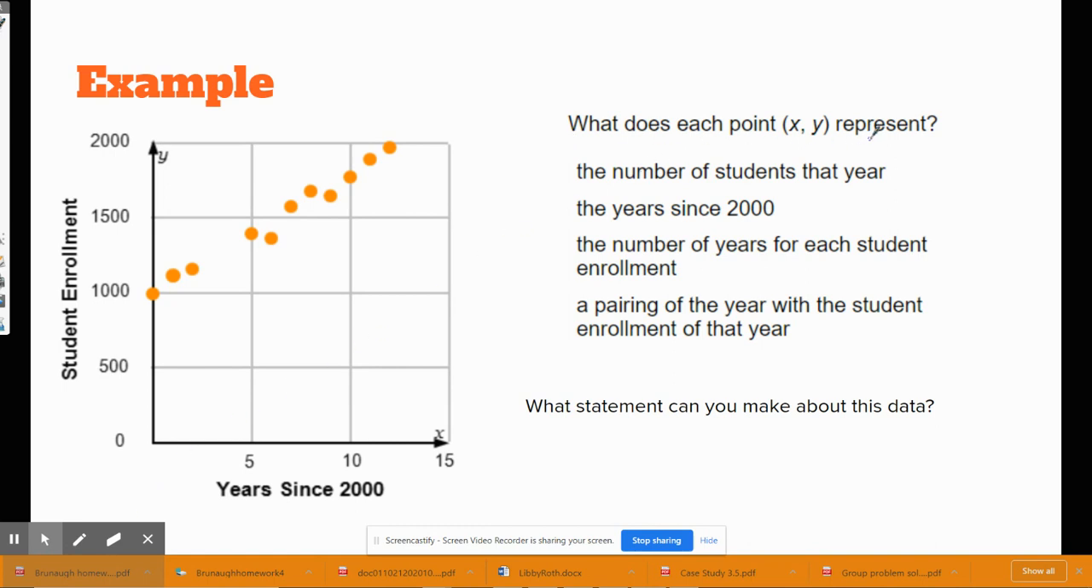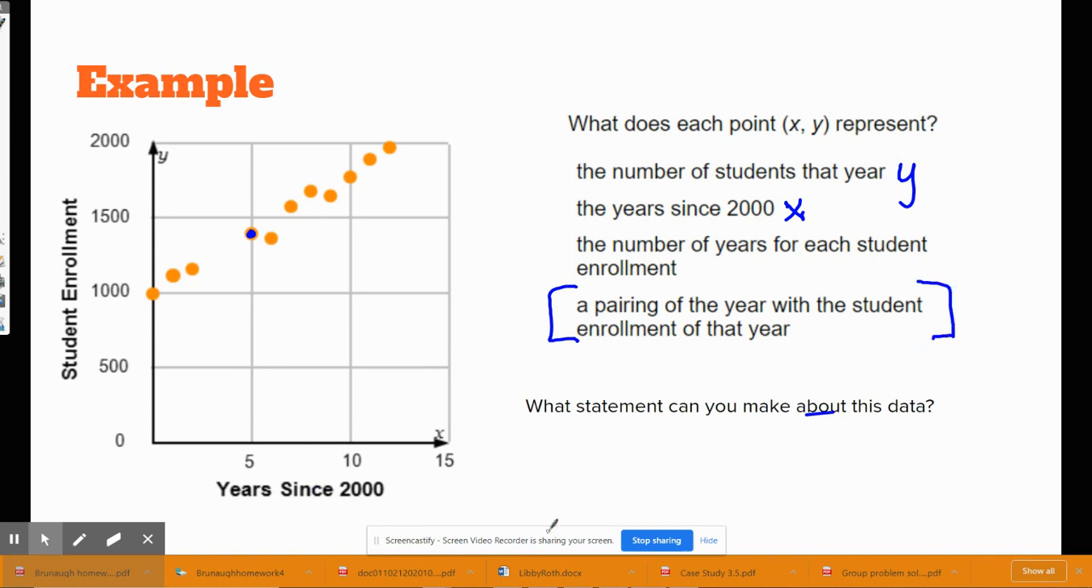So what does each xy actually represent here? Well, the number of years, the number of students that year, well, kind of. This dot is the number of students that year. Maybe. Let's look at what else we have here. The years since 2000 is what the X is representing. And now that we think about it, the number of students that year is what the Y is representing. So is it the number of years for each student enrollment? No. How about this one? A pairing of the year with the student enrollment of that data.